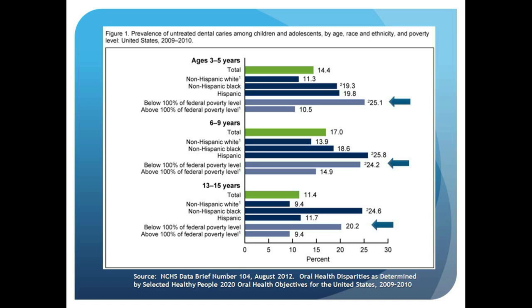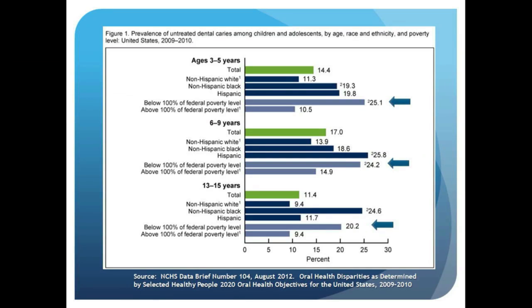Okay, a breakdown of prevalence of untreated dental caries. Put this into the context of when parents were asked, have you had all your dental needs met? Only 5% said no. However, if you look at untreated dental caries for children below 100% of the federal poverty line, you're seeing well over 20%, 25, 24, 20, depending on the particular age. So a real paradox there in terms of parents' perception and what's actually seen when you look inside a child's mouth and see what has been treated and what has not.